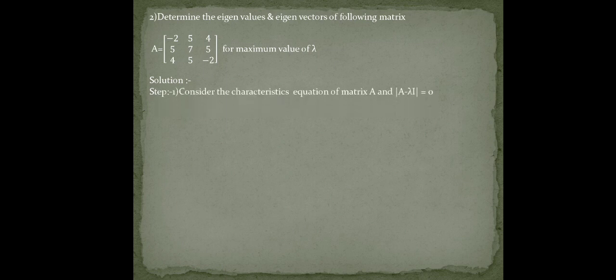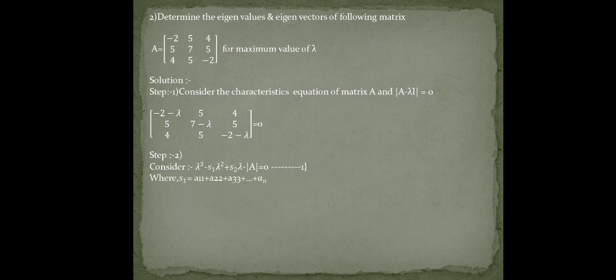In step 1, we have to consider the characteristic equation of matrix A, that is A minus lambda I. In this, we subtract the value of lambda from all diagonal elements of matrix A. In step 2, we have to consider the equation lambda cube minus s1 lambda square plus s2 lambda minus determinant of A is equal to 0, where s1 is the sum of all diagonal elements and s2 is the sum of minors of order 1 of diagonal elements of matrix A.